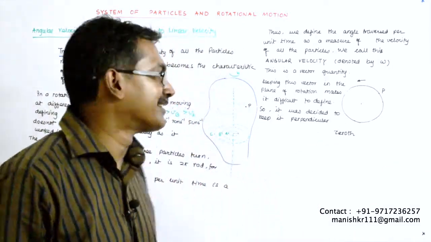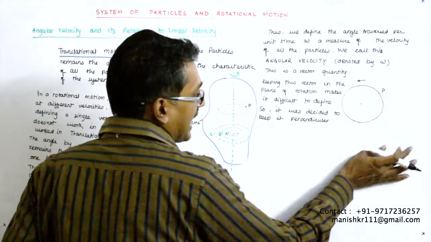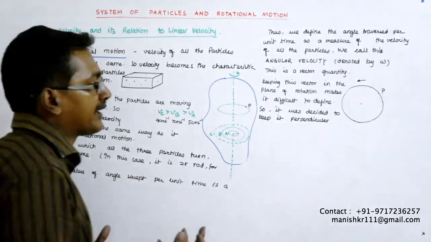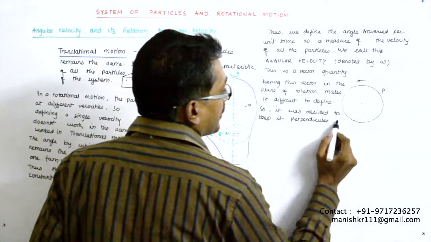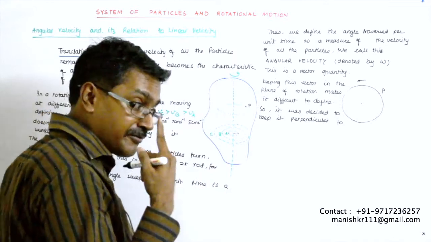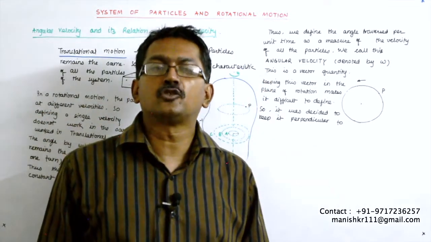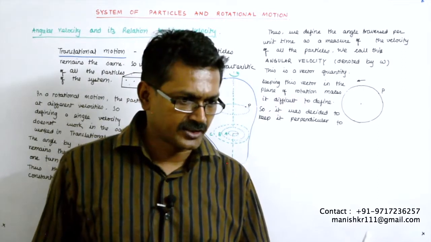That's how the understanding develops. So yes, it was actually thought out. It was decided. How do I define it? So it was decided to keep it perpendicular to the plane, and if you understand it this way, then you understand that there is no arbitrariness involved in defining these things.